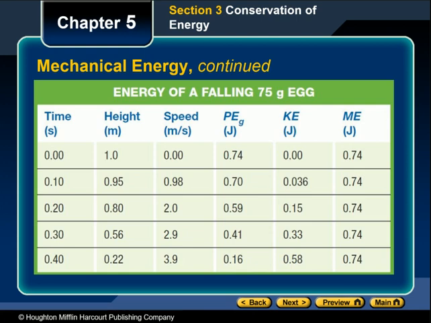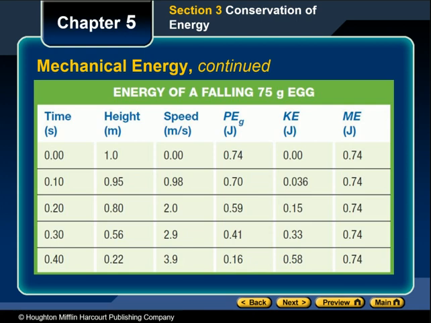Once the egg's speed and its height above the ground are known as a function of time, you can use what you have learned in this chapter to calculate both the kinetic energy of the egg and the gravitational potential energy associated with the position of the egg at any subsequent time. Adding the kinetic and potential energy gives the total mechanical energy at each position. In the absence of friction, the total mechanical energy remains the same. This principle is called the conservation of mechanical energy.